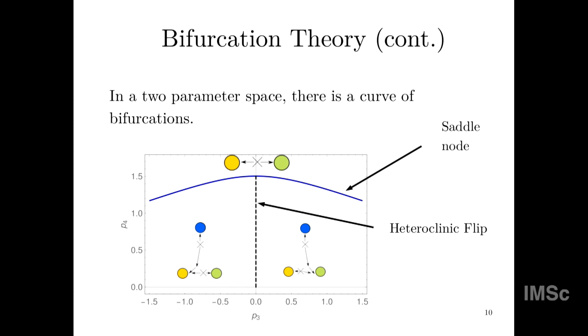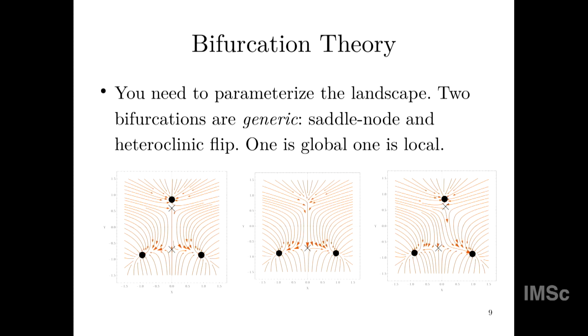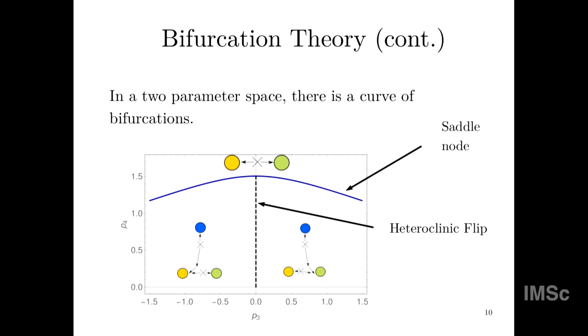So in fact, this curve I got from the potential which created this landscape. There are 2 parameters in my potential, and I changed those parameters. And you have this curve here, and as you transition from this part to this part, you get a saddle node bifurcation of this upper fixed point. And as you transition across this dashed line, you have a heteroclinic flip. So you have a global change in the connections of the different fixed points.